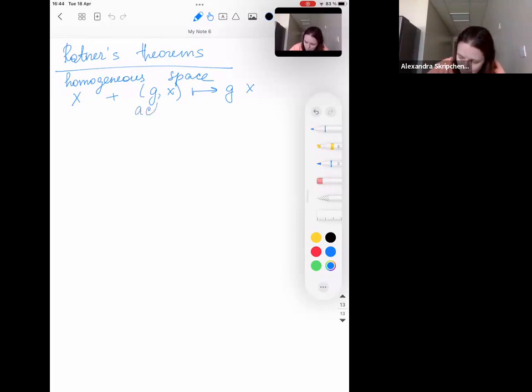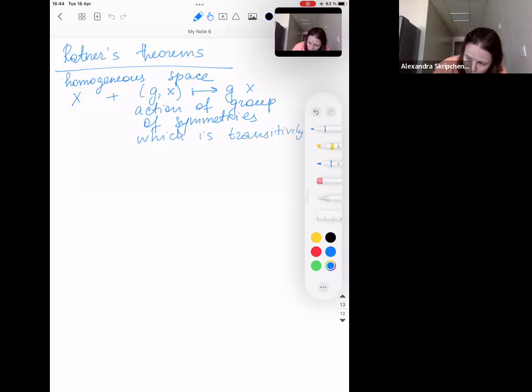So it's an action of a group of symmetries, which is transitive. Transitivity here means that if you are given two points x and y, and they both live in our space, then there should be a G, one of the symmetries, such that we can obtain one point from another one by the G action.